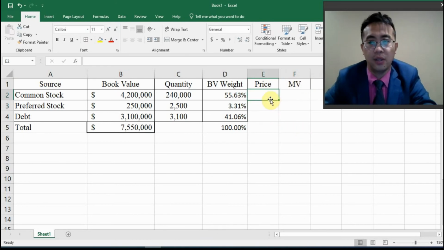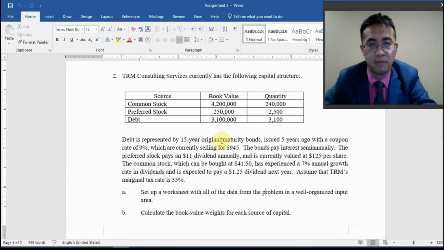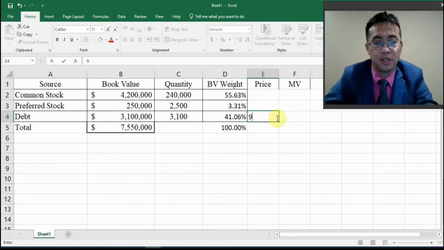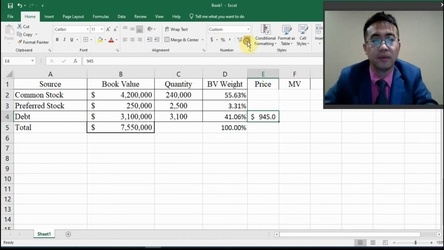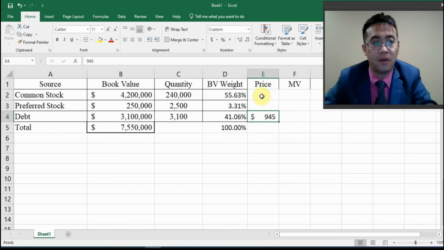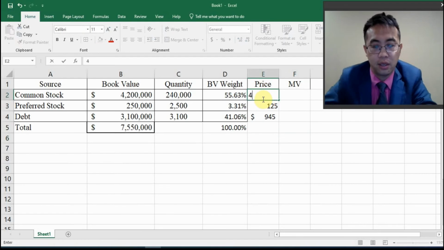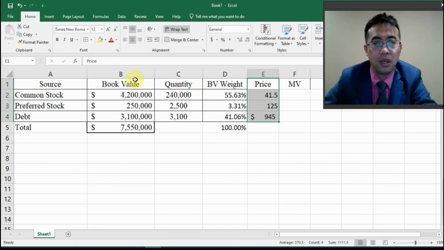So the price for common stock, you need to look for it in the area of information. If I read this, the first sentence is about debt, second is about bonds frequency, and then preferred stock. Well, right here, for debt, it's currently selling for $945. So that is the number I want. So for debt, the current price is $945. And then I keep looking for the price of the other 2 securities. For preferred stock, the current value is $125 per share. And then for common stock, which can be bought at 41.50, and this is our price, 41.50. All right, and I'm going to use the dollar format.